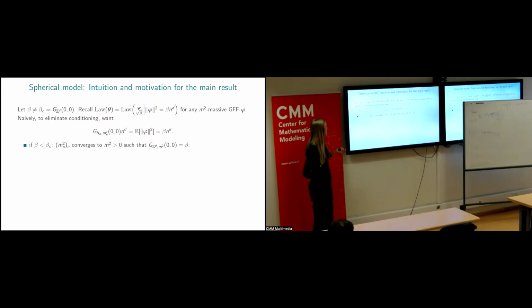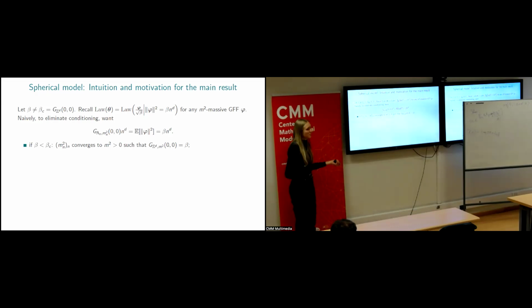Okay, and actually, this works if beta is less than beta critical, where beta critical is just the Green's function on Z^d on the diagonal. So recall that this Green's function is infinite in dimension 2. In particular, there is no phase transition in dimension 2. And in dimension 3 and higher, there is a specific value for that.